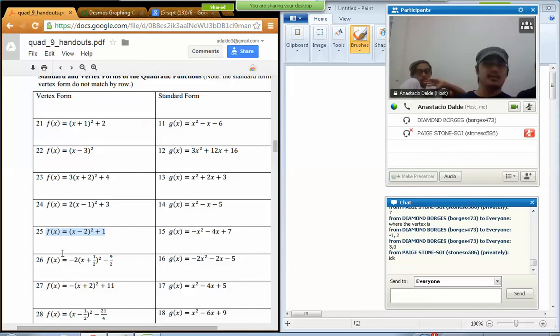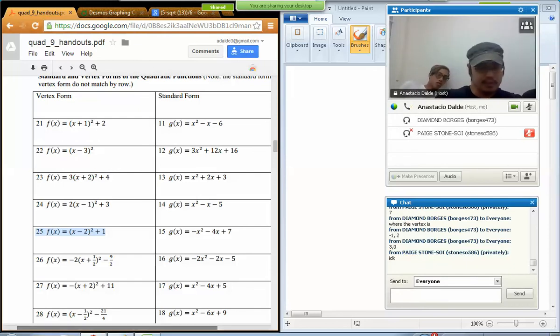All right. What you want to do is look at this thing and ask yourself, what does this do to the parabola? This guy will move the parabola up 1 space. This negative 2 in here will move it to the right 2 spaces. So your vertex is 2, because you tell me the right and left version first. So it's to the right, positive 2, and up 1, so it's 2, 1. That's where the vertex is.